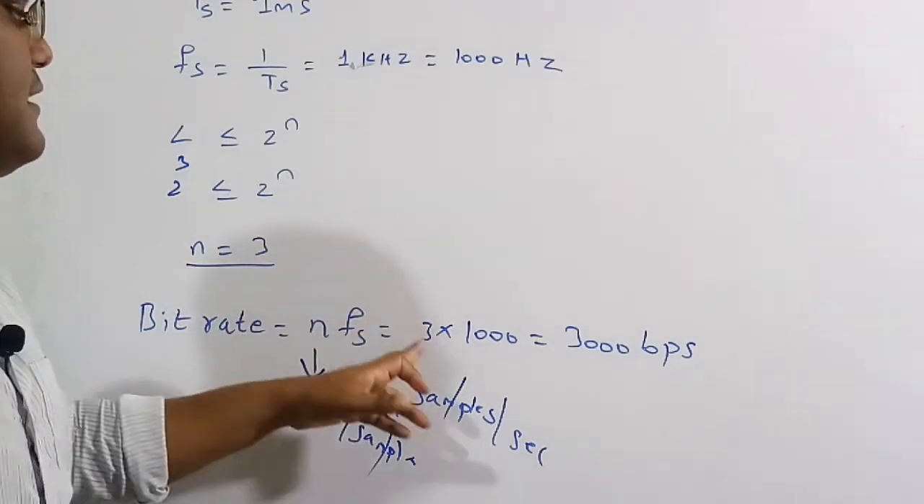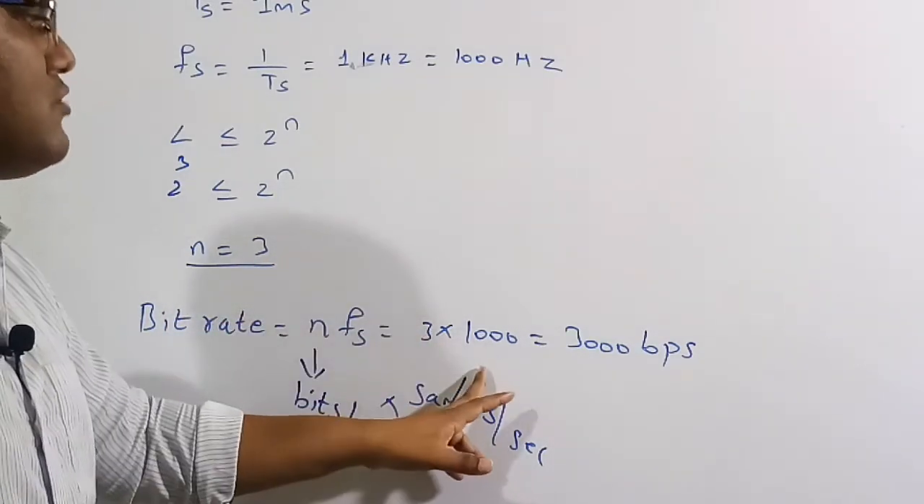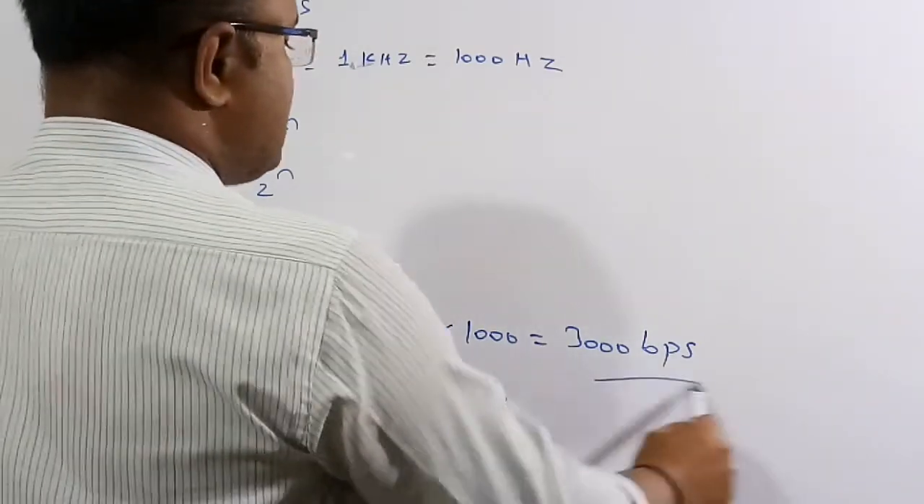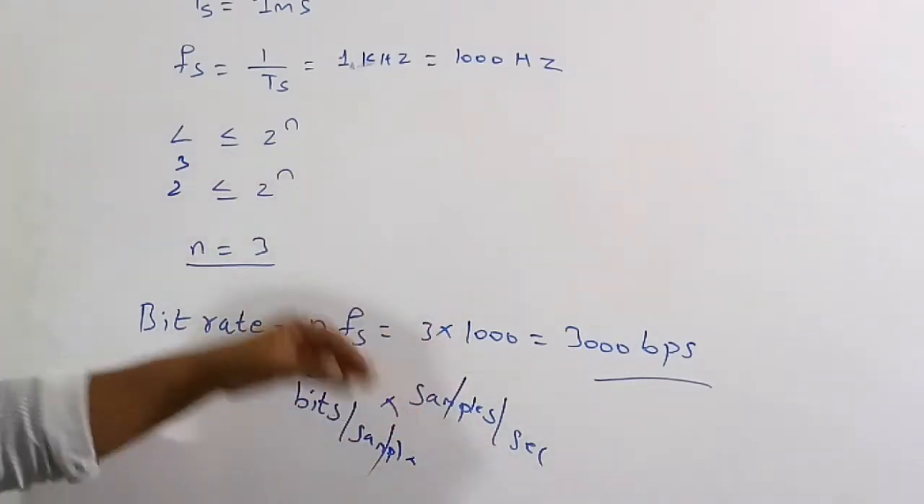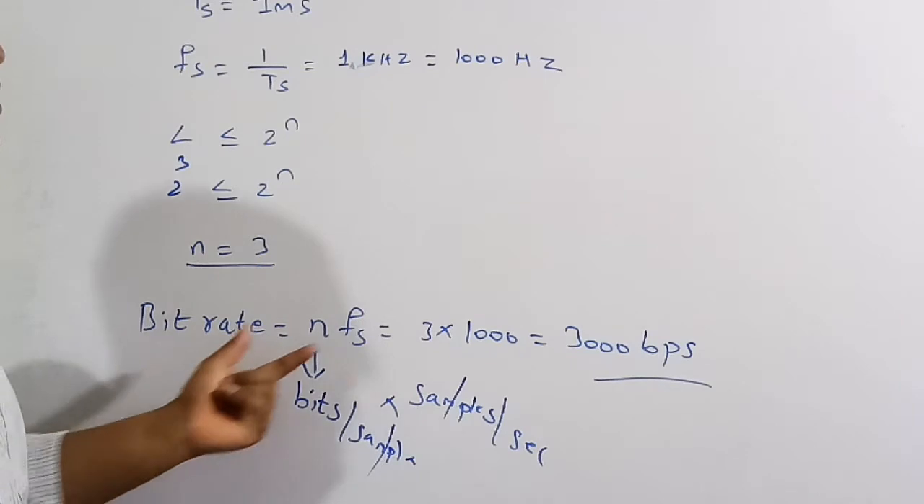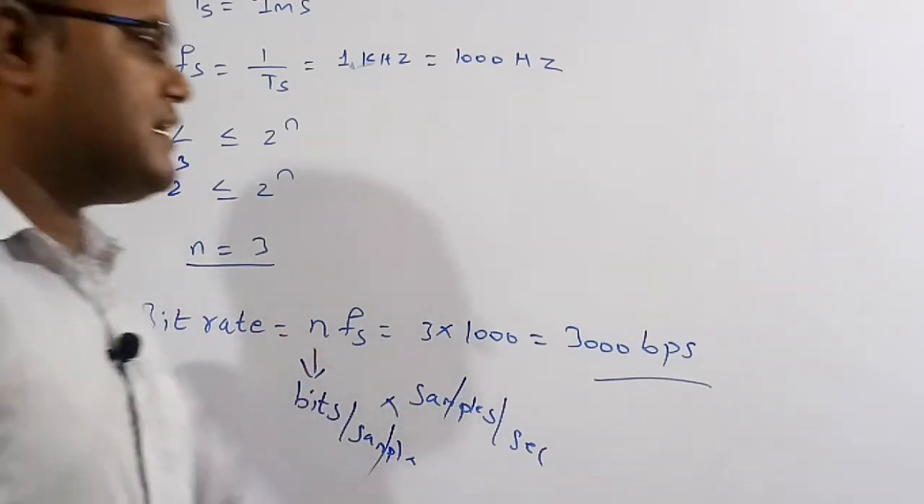In place of n it is 3, and fs is 1000 hertz. If you do the multiplication, we get 3000 bits per second, which means in 1 second 3000 bits are being transferred by this circuit or transmitter. So the bit rate is equal to 3000 bits per second, the correct solution of this question.